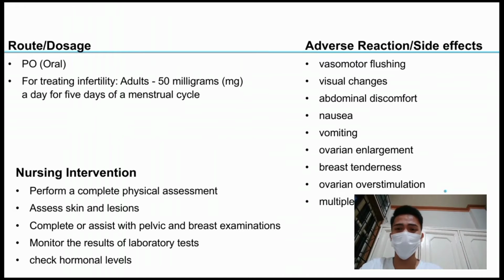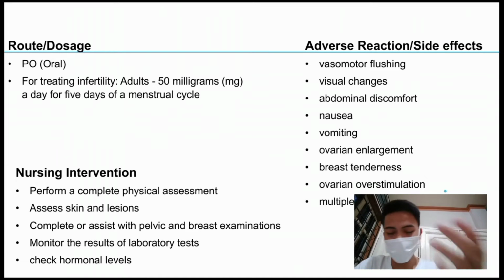And for the nursing intervention: perform a complete physical assessment, assessing skin lesions, and a pelvic and breast examination, and also monitor the results of laboratory tests and check the hormonal levels.